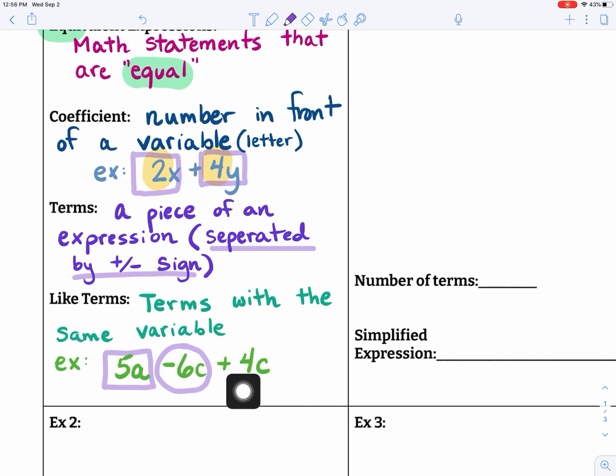Now when I keep reading, I see a plus 4c, so again, I include the plus or the minus signs as part of the term, but in this case, a plus 4c, plus just means positive, so we would just say that this is a 4c. So in this example then, we have two like terms. We've got the negative 6c and the 4c. I know that they are like terms because both of them have the variable c. 5a does not have another like term in this expression. It's got nothing that matches with it, so we only have one pair of like terms.